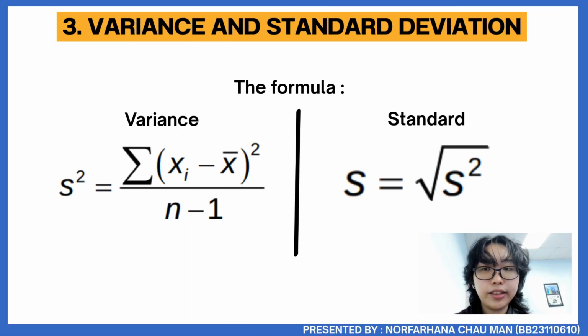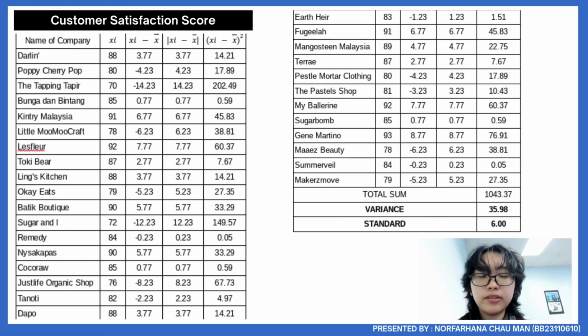Variance and standard deviation. The formula for variance is the sum of the squared differences between each data point and the mean, divided by the number of data minus 1. And the formula for standard deviation is the square root of variance. For customer satisfaction score, the mean is 84.23. Then for each company, we subtract the mean from the score, square the values to remove negatives, and then add up all the squared values, and the total sum of the squared deviation is 1043.37.